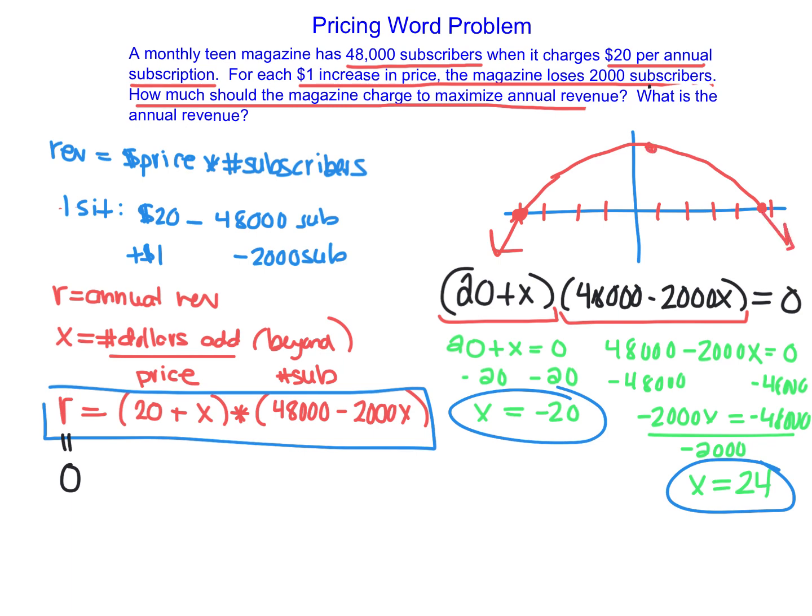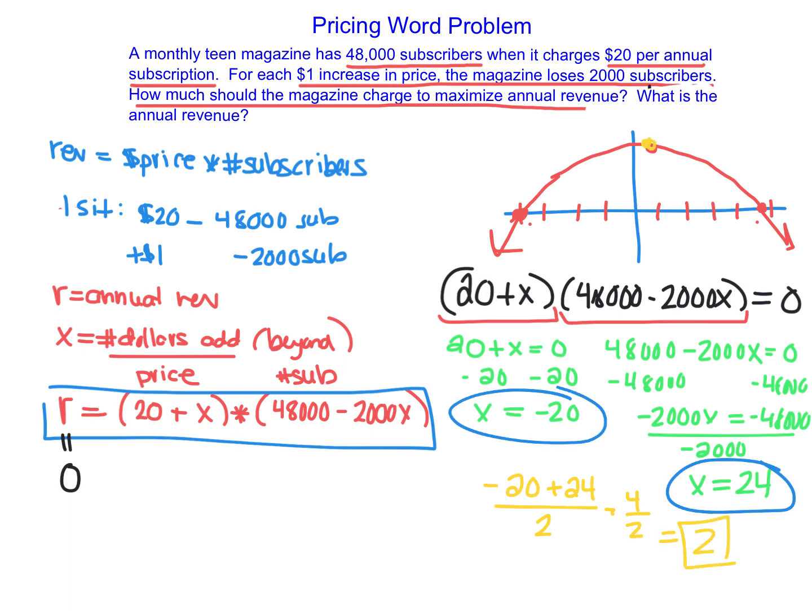And what I need to find is what this vertex point is in the middle. In order to find our vertex point, we're going to average our two x-intercepts because we want to find the number that is exactly in between. To find an average, we add the two numbers together, so negative 20 plus 24, and we divide those two numbers by 2. So negative 20 plus 24 is 4. 4 divided by 2 is equal to 2.